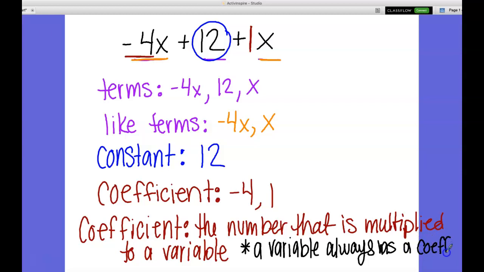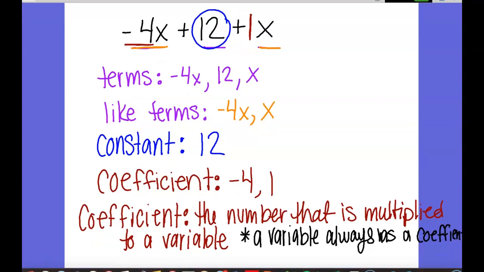I'm gonna run out of room. A variable always has a coefficient of 1 when the term is by itself. Okay, so those are your notes for today.